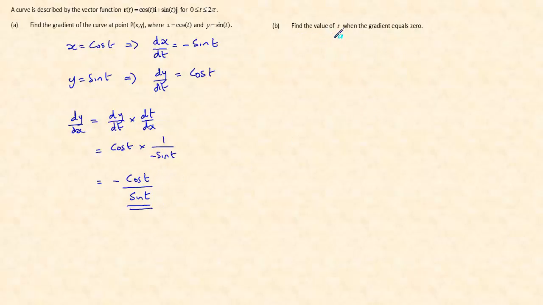We want to find the value of t when the gradient equals 0. So this really should be values of t, because if we want it to be 0, then what we want is for cos t to be equal to 0. We need the numerator to be equal to 0 for the fraction to equal 0, and that would happen at pi by 2 and also at 3 pi by 2 in this range.